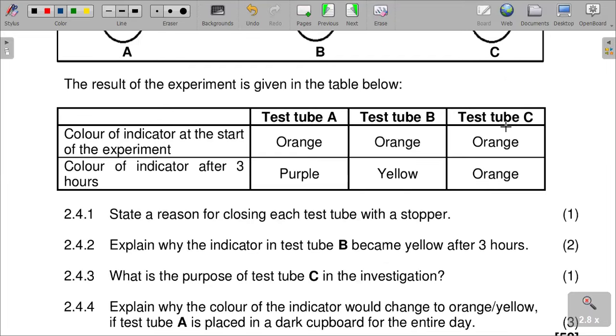So the question is saying state a reason for closing each test tube with a stopper. Why are the test tubes closed with a stopper? The stopper is there to prevent air from entering the test tube, as it would alter the what? As it would alter the experiment results, or also to stop the gas from entering or leaving. That's what we can say.